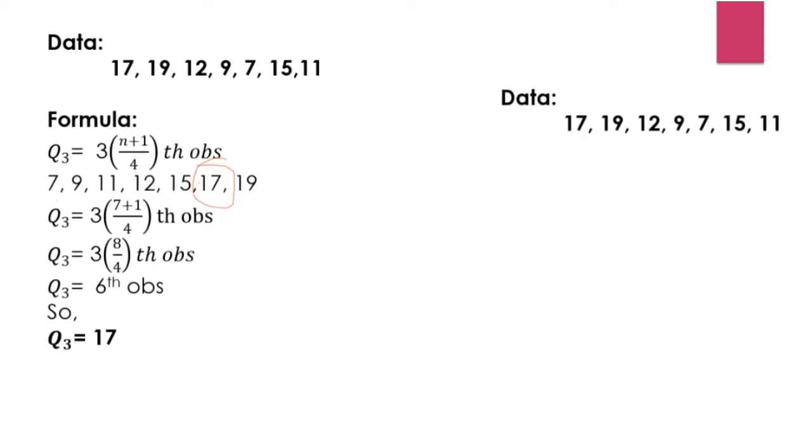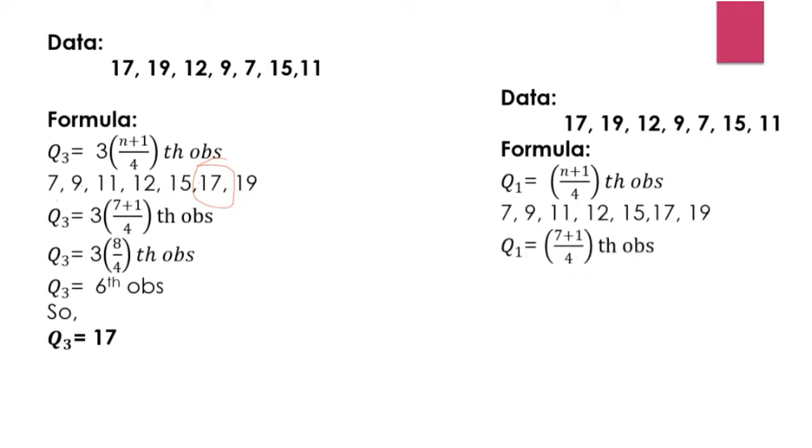Now let's suppose for the same data you are going to find out Q1. Q1 equals (n plus 1) upon 4 observation. So arrange the data and put the value of n equals 7 in the formula, that is 7 plus 1 upon 4 observation. So it will be 8 upon 4 observation. 8 divided by 4 is the second observation. Now pick up the second observation and it will be 9. So Q1 equals 9.